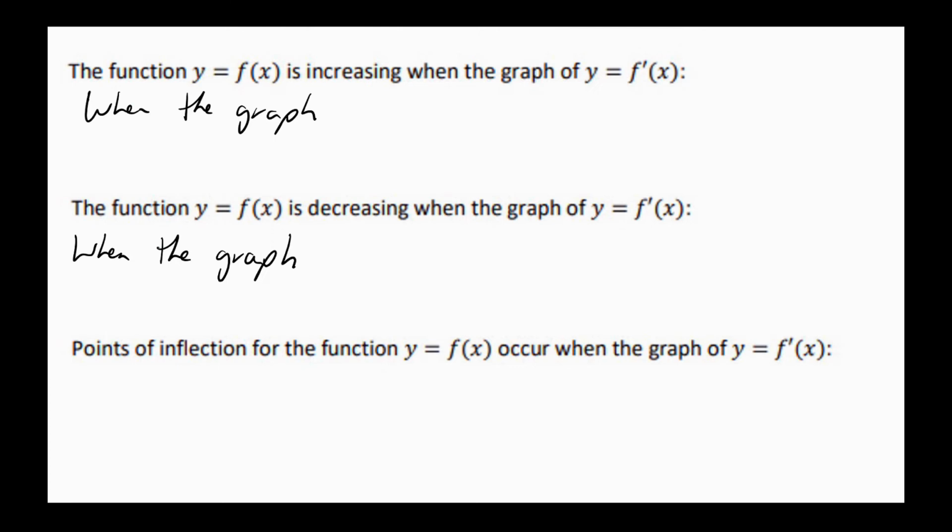So when the graph has positive y values, or another way to say it is when the graph is above the x-axis, right? Anytime the graph is above the x-axis, it's going to be increasing. Anytime the graph is below the x-axis, it was decreasing, right? That means it was negative. It had a negative y value. That's what that means.